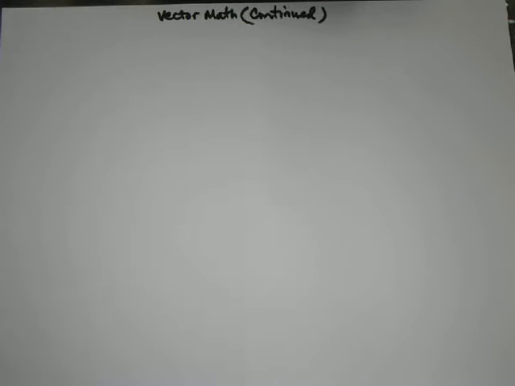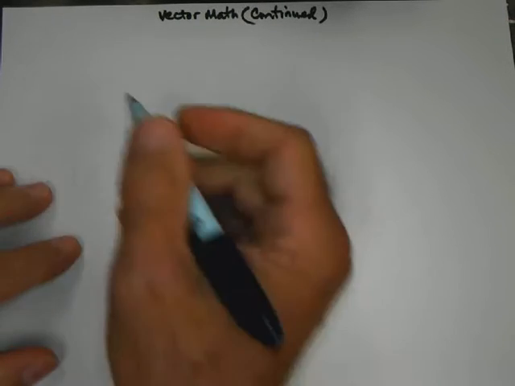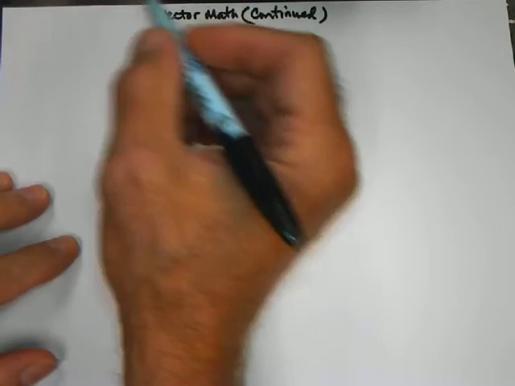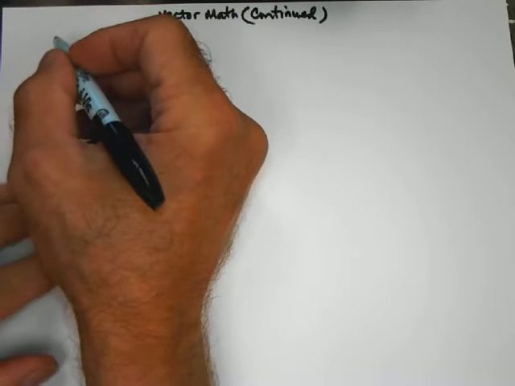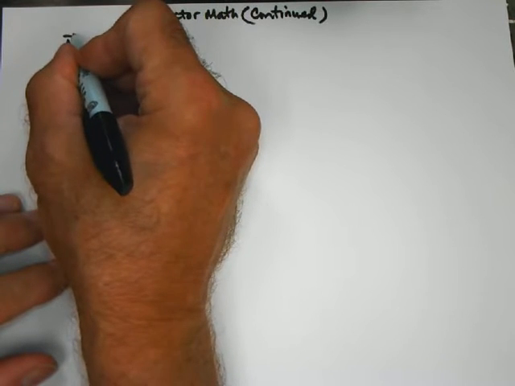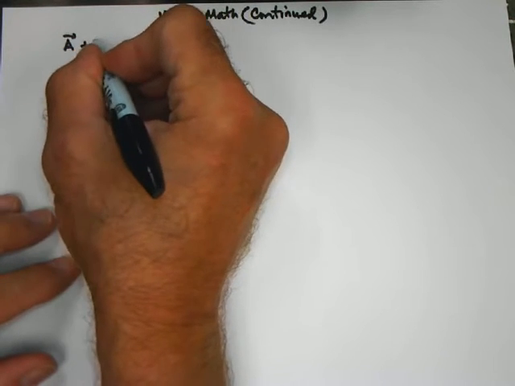This is part 2 of the vector math video. One thing I forgot to mention last time is that we can have positive vectors or negative vectors. For example, if we're still thinking of the tail-to-head method, what if we had vector A plus vector B?